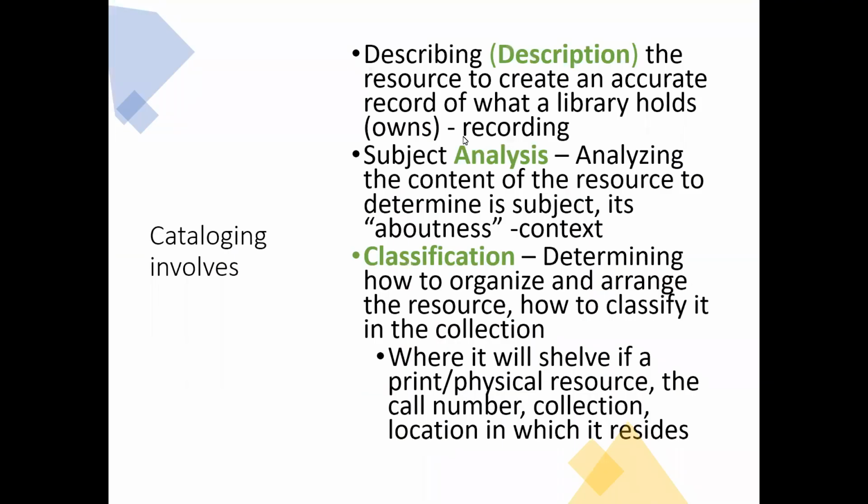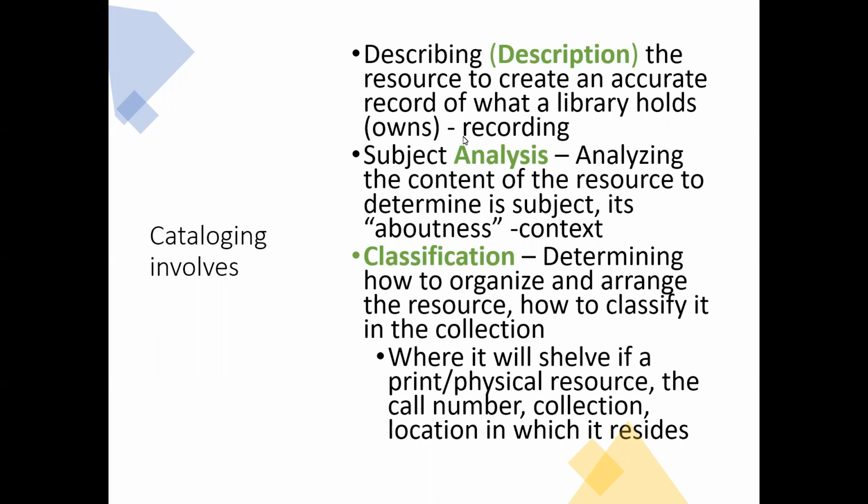So we've already talked a little bit about these. I want to define these very clearly in terms of the 3 types of processes that happen with cataloging, because there's the describing piece of it, and that's description. And this is where we are making sure we're creating an accurate record of what a library holds. Sometimes you'll hear holdings or holds. That just means owns.